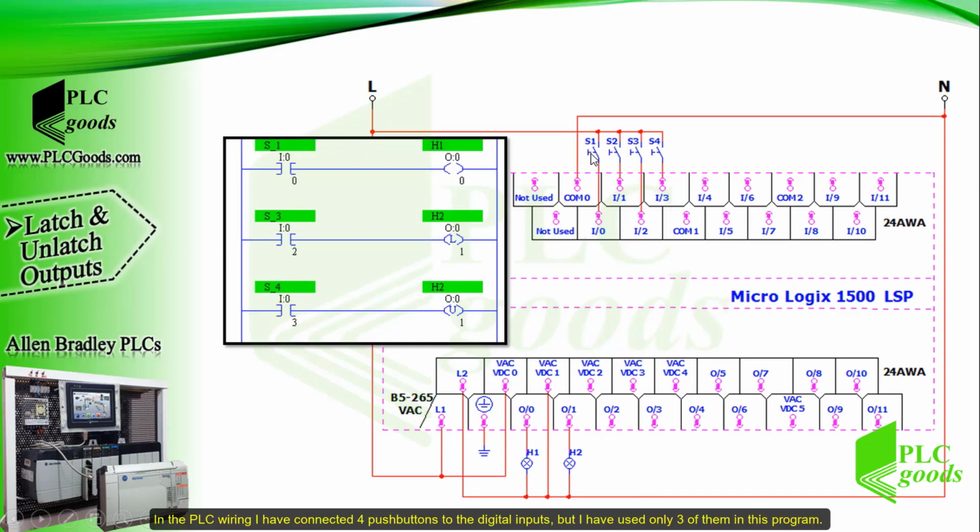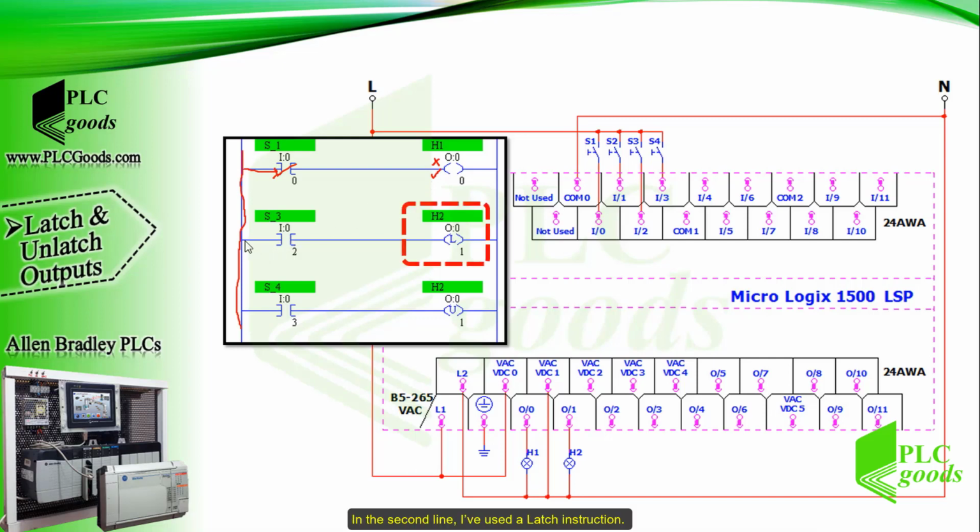In the PLC wiring, I have connected 4 push buttons to the digital inputs, but I have used only 3 of them in this program. Like industrial circuits, suppose we have a power line. The first output is off unless I press the first push button S1 to activate the first normally open contact with this address.